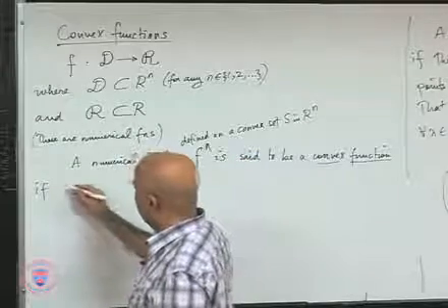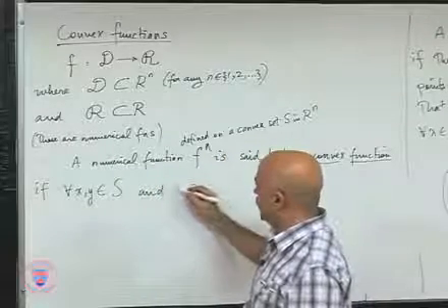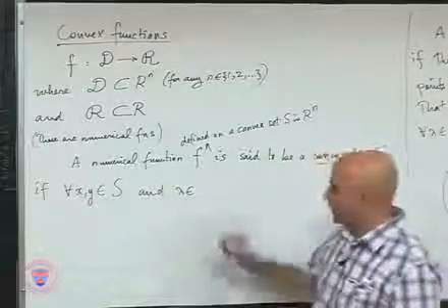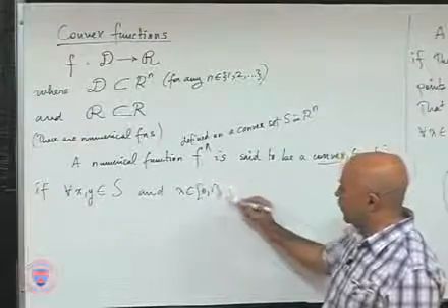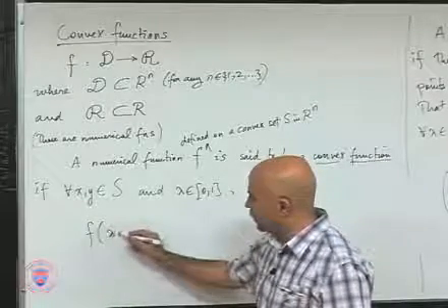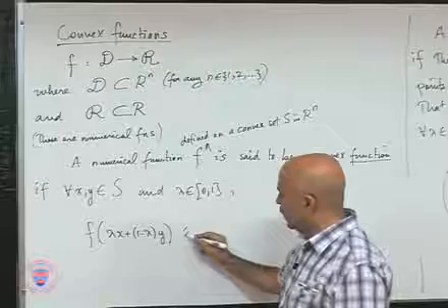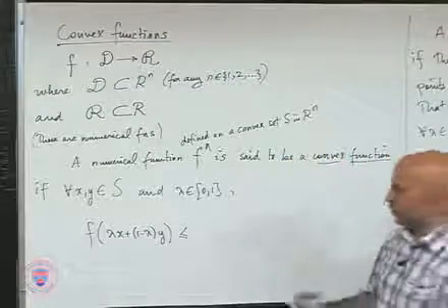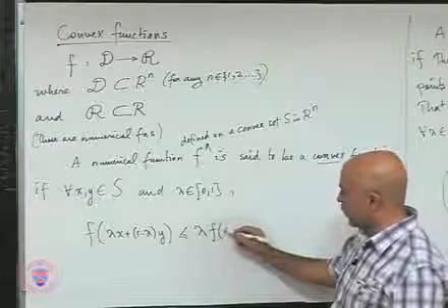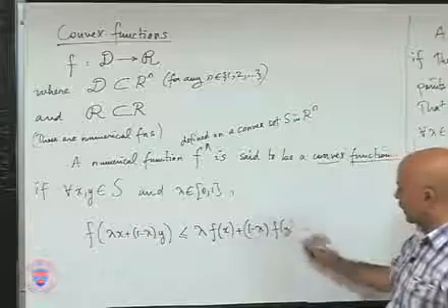if for every choice of points x and y in the domain and lambda, for both x, y as well as lambda, lambda in the unit interval 0, 1, the value of f evaluated at the convex combination lambda x plus 1 minus lambda y is always bounded above by the convex combination of the numerical values assigned to x, f of x, and 1 minus lambda f of y. Okay?